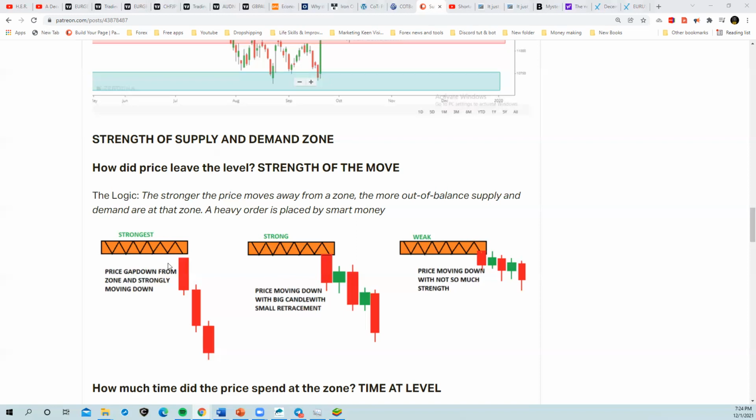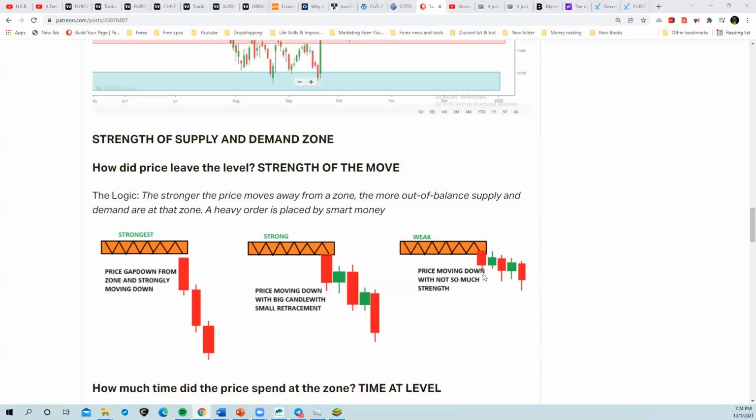So strongest, of course, is going to be price gapping down from the zone and strongly moving down. Strong will be price moving down with big candles with small retraces. So the pullbacks are always going to be smaller. If you look at a Fibonacci ratio, you see 38, nothing above 50, 23, 38, smaller retraces on the way down. So that'll confirm this was a strong move. This is a strong supply zone. Chances are price comes back, that supply zone is going to hold.